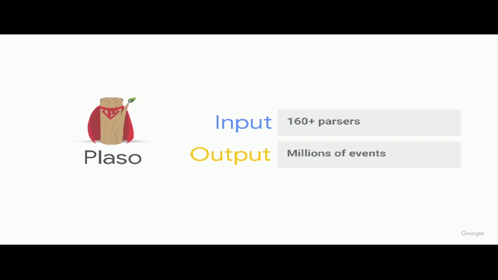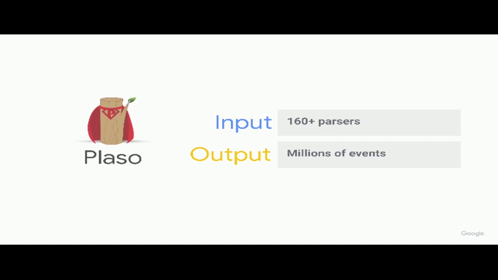Plaso is a framework. It started out as a small Perl script back in the days by that guy. And it turned out to be a bigger Python script, and now it's many Python scripts together in a system that is a framework of parsers. So we have a bunch of parsers there, 160 plus parsers to parse file systems, file formats, and whatever you can throw at it, right? And the output of this is timelines and timestamp events. We get a lot of them.